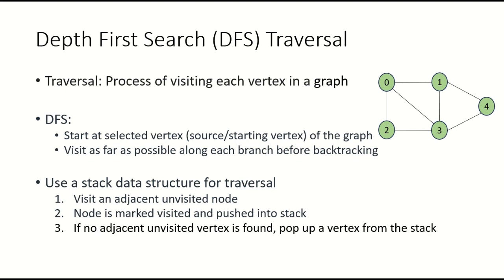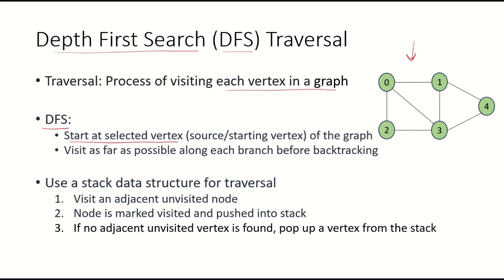In this video, we are going to discuss the depth first search or the DFS traversal. Traversal, as we know, is the process of visiting each vertex in a graph, and each vertex should be visited only once. The depth first search starts at some selected vertex, which is also known as the source or the starting vertex. So it could be any vertex of this graph depending upon your choice.